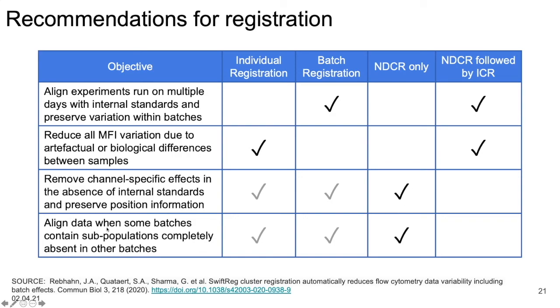And if you want to align your data when some batches contain subpopulations that are completely absent in other batches, then we, again, leave the distinction between individual or batch registration up to you, and again, recommend just using neighbor-dependent cluster registration.